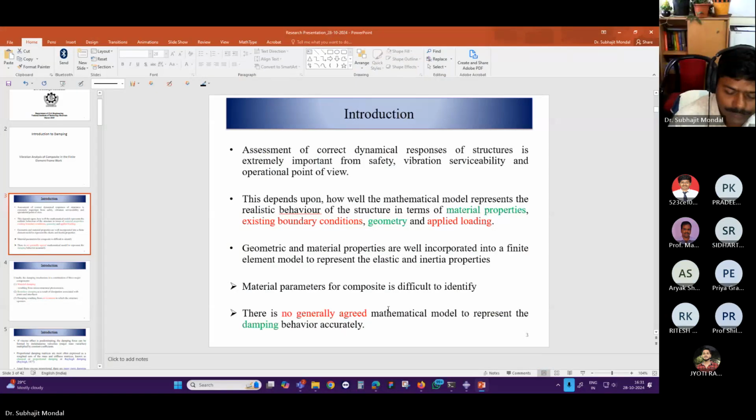Topic. We are going to discuss the composite, how to model the composite, how the damping plays a role, and how you can take it into account while modeling it in a finite element framework.